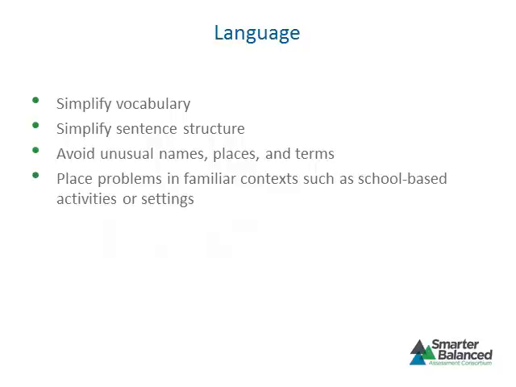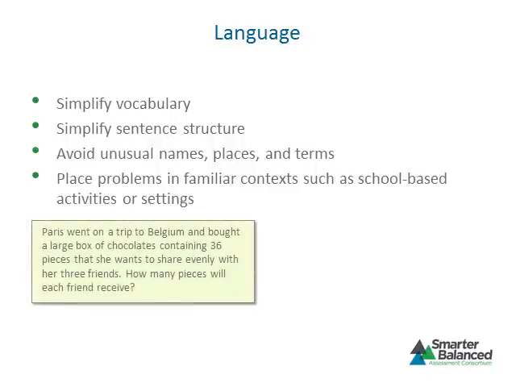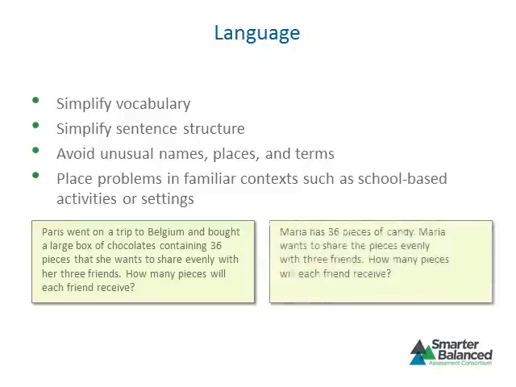As another example, consider this item that contains a long, complex sentence and uses a name for a person that might be confused for a city. To reduce language-related challenges, this item could be written like this. In this version, the long, complex sentence has been split into 2 sentences, and the language has been simplified. In addition, the name Paris has been replaced by a more familiar name, Maria, in order to eliminate confusion between the name of a person and the name of a city.